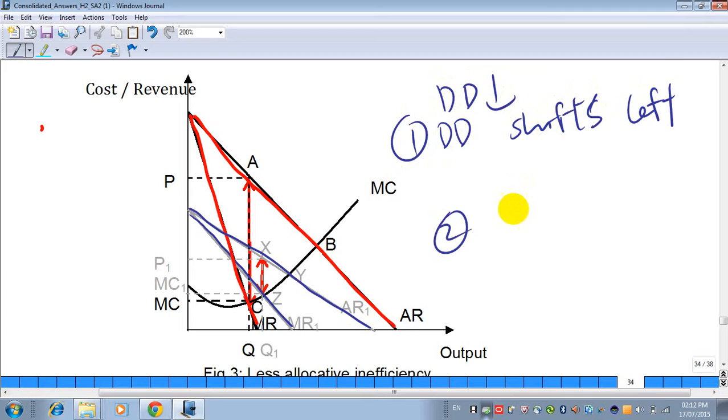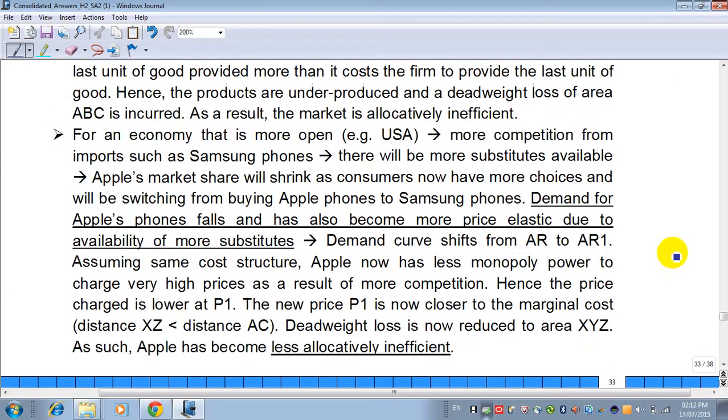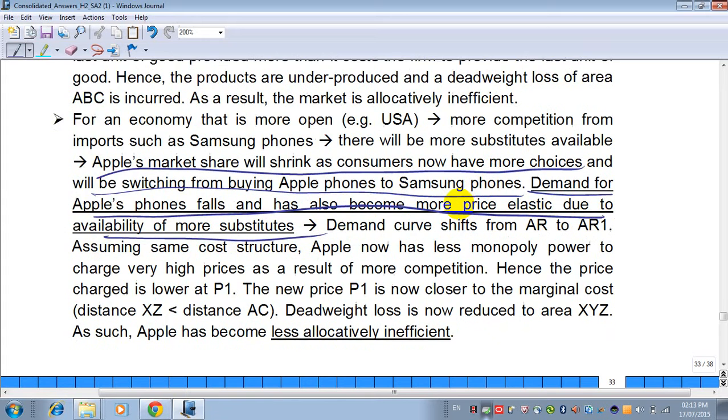The second idea is that demand becomes more elastic because there is an increase in the number of competitors, right? Because now Samsung, because consumers now have more choices, they will switch from buying Apple phones to Samsung phones. Demand for Apple phones will fall and also become more elastic, and it's all reflected in the graph. The demand falls, it will shift to the left, demand becomes more elastic.